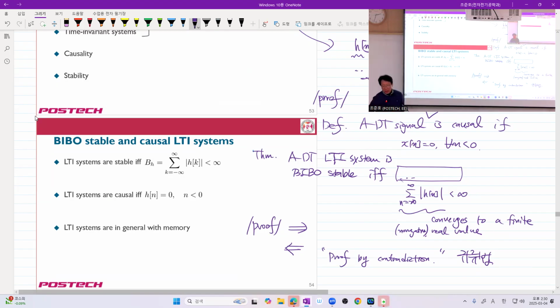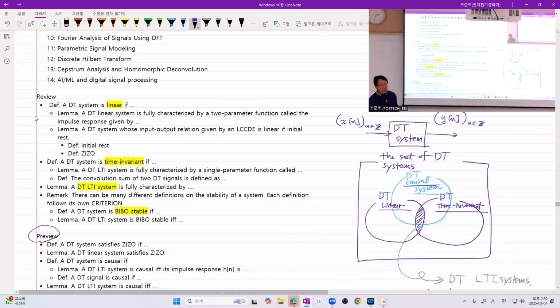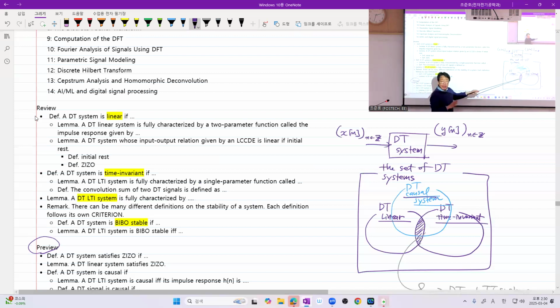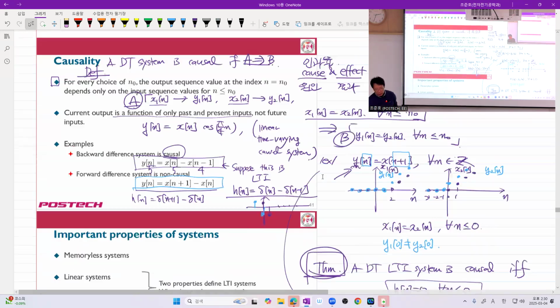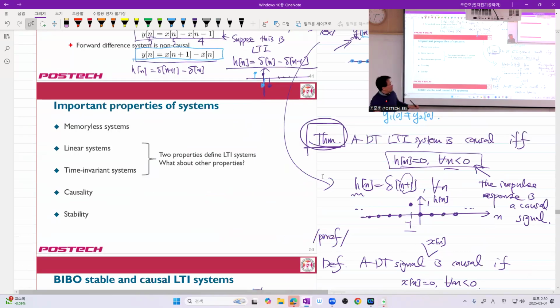What is important is that we are focusing mostly on DT LTI systems for now, and a DT LTI system is fully characterized, mathematically speaking, by its impulse response. So whenever you intersect this with other definitions like causality or BIBO stability, the theorem says it could be explained in terms of the impulse response. Got it?